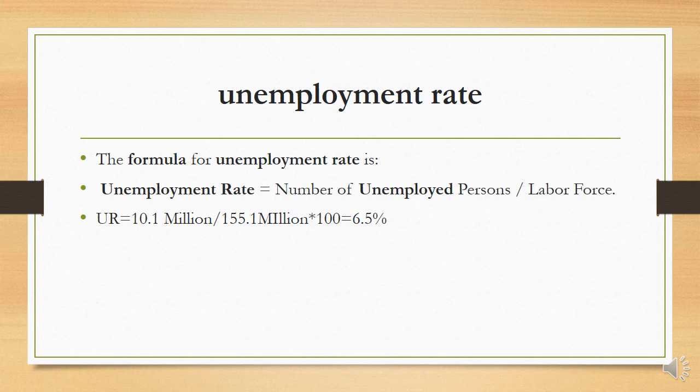Unemployment rate. The formula for unemployment rate is equal to number of unemployed divided by labor force into 100. So number of unemployed 10.1 million divided by labor force, which in previous slides we calculated, 155.1 million into 100 is equal to 6.5%. Unemployment rate is the 6.5%.